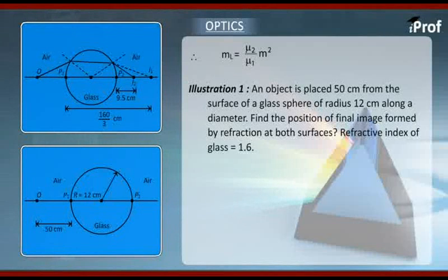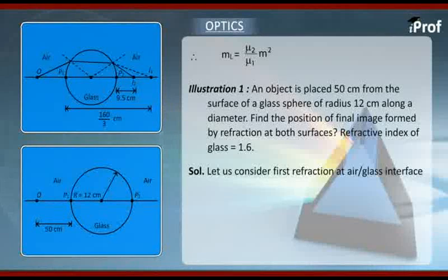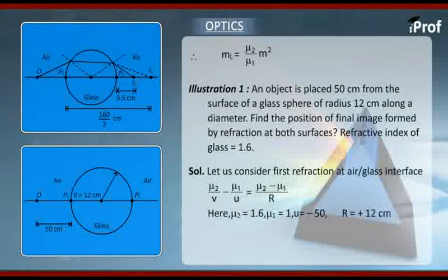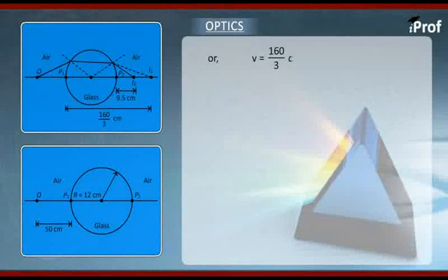The first event will be of refraction, and it will be at the air-glass interface. So let's locate the pole of the refracting surface, the optical axis, that is the principal axis, and use the appropriate sign convention. Here mu2 will be 1.6, mu1 will be 1, U will be minus 50 and R will be plus 12. Making these substitutions, we get V is equal to 160 by 3 centimeter.